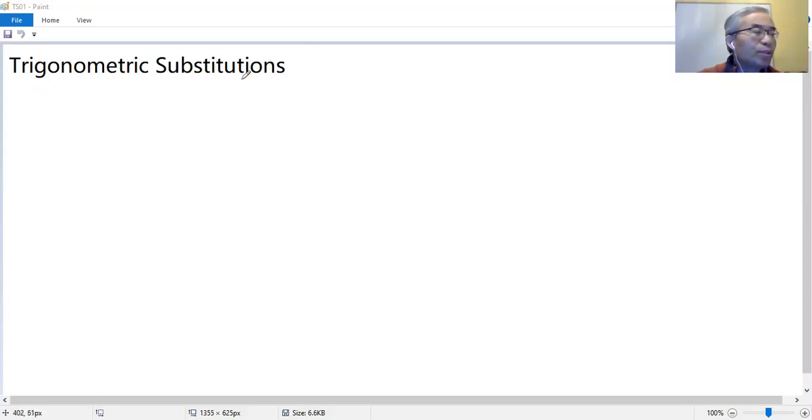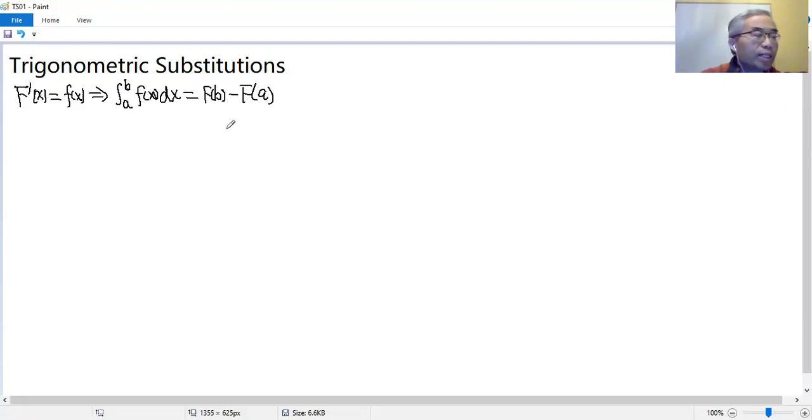Today, let's talk about how to use trigonometric substitutions to evaluate definite integrals. According to the Fundamental Theorem of Calculus, if capital F is an antiderivative of little f, then the definite integral from a to b of f(x) dx is equal to F(b) minus F(a). So you see, the key step for evaluating a definite integral is to find an antiderivative of the integrand.